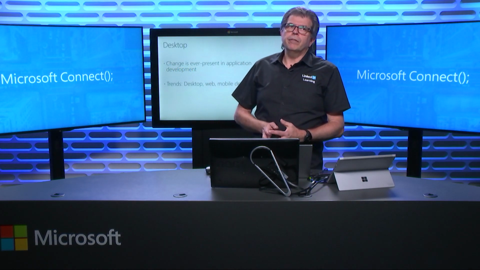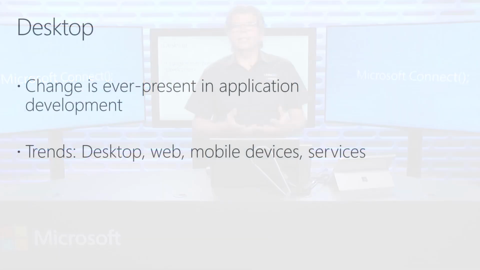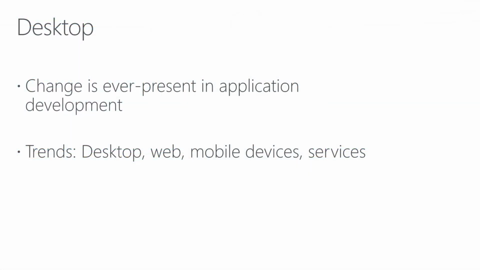When you're doing desktop development, change is ever present in your application development. Trends come and go over the years and decades, but these are some of the major trends that you typically see. There's desktop development, there's web development, there is mobile device development, and there's some sort of services. Well, if you have an existing desktop application, you have to decide if you're going to do something new with it, whether you're going to stay in desktop, whether you're going to move to web, whether you do a mobile-only application, or whether you can do a hybrid. So these are things to consider.